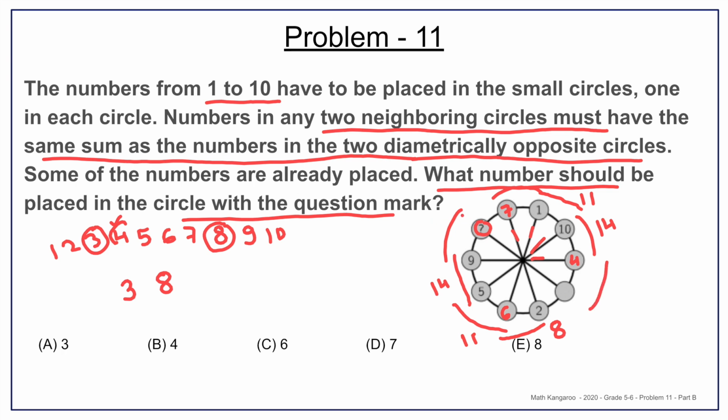So the sum of these two here and here should be the same, and we have two numbers left. If we put 3 in here, 9 plus 3 gives us 12. And if we put 8 in here, 8 plus 4 gives us 12 as well. So these are the same. The number replacing the question mark would be 3. So our answer is option A, 3.